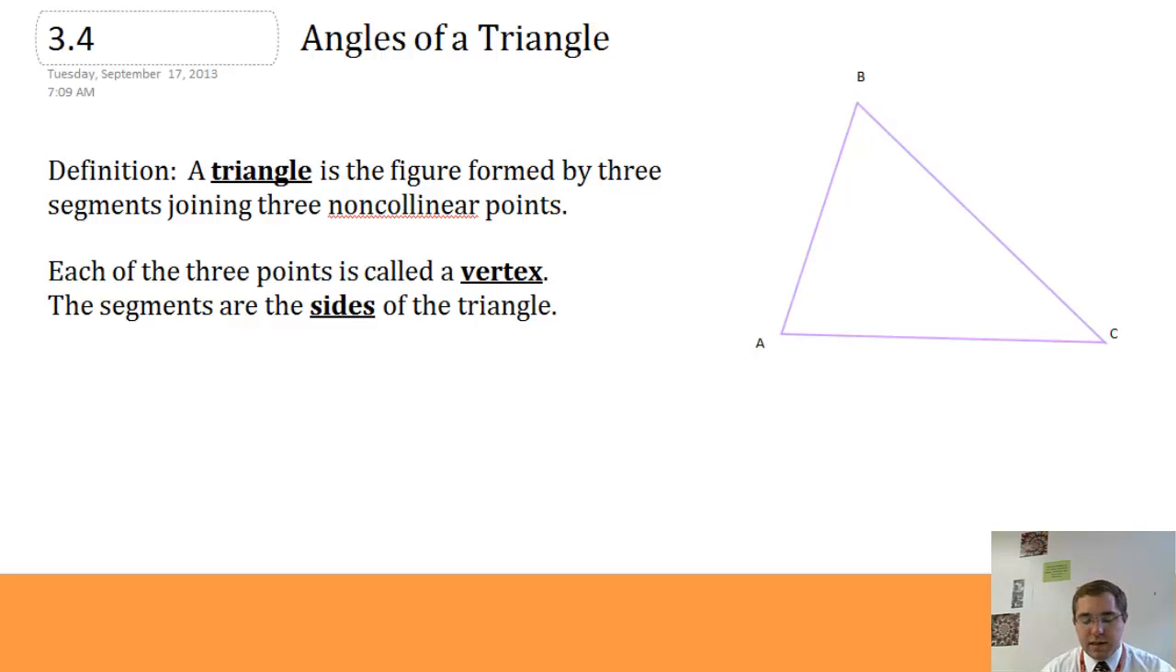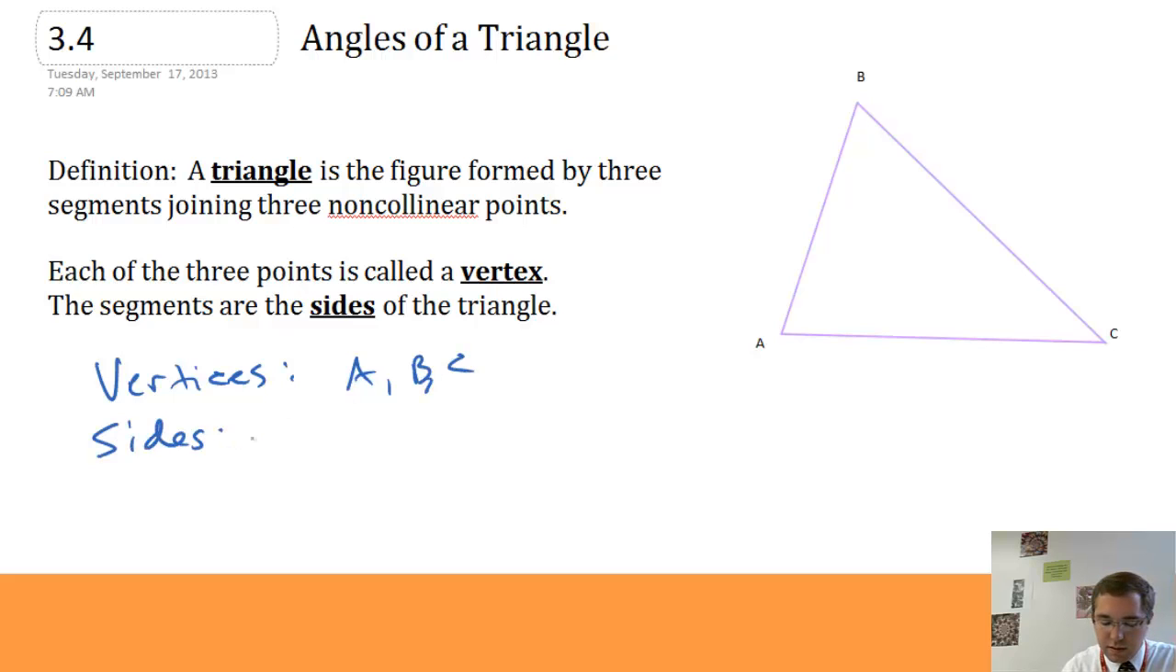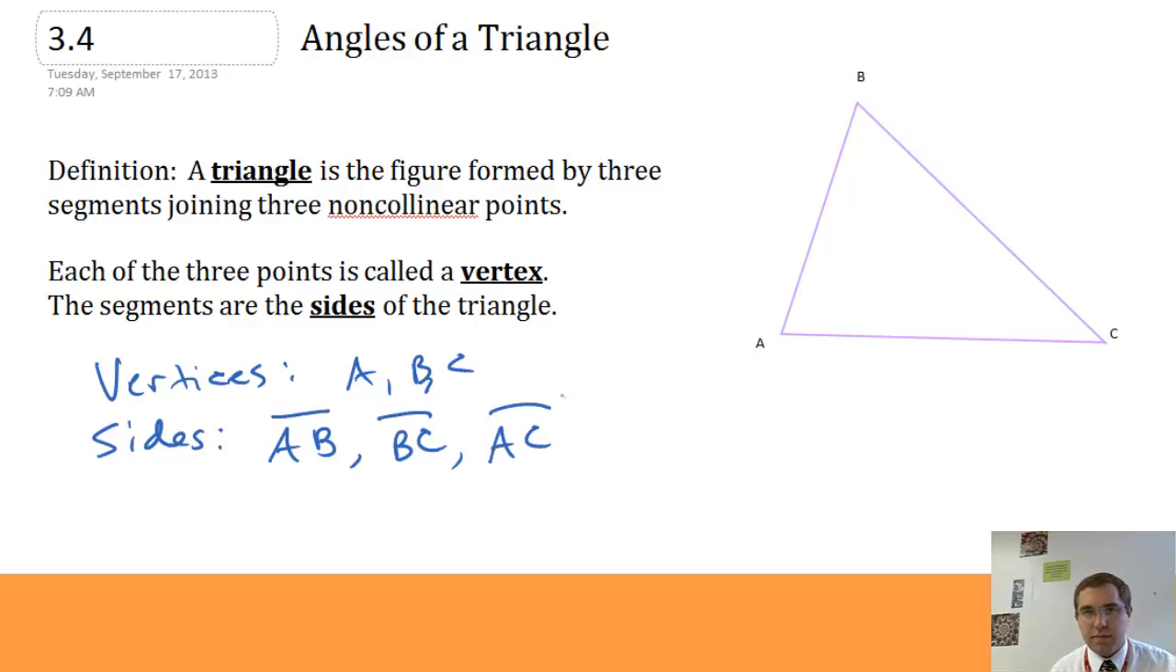Each of the three points is called a vertex, and the segments are called the sides of a triangle. So the vertices of this triangle, vertices is the plural of vertex, are A, B, and C. The sides are segment AB, segment BC, and segment AC.